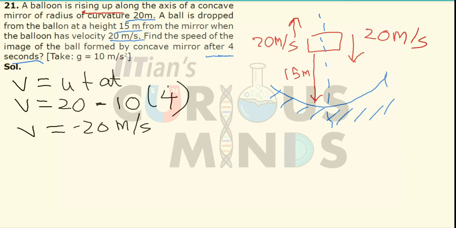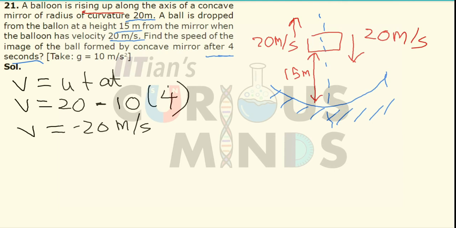So if the speed remains the same in both cases, the position of the body, whatever is dropped from the balloon, will remain the same, because the displacement will come out to be the same. So it means that the body will appear at the same position after 4 seconds. Now this makes the sum a little easy. We have to find out the velocity of the image.